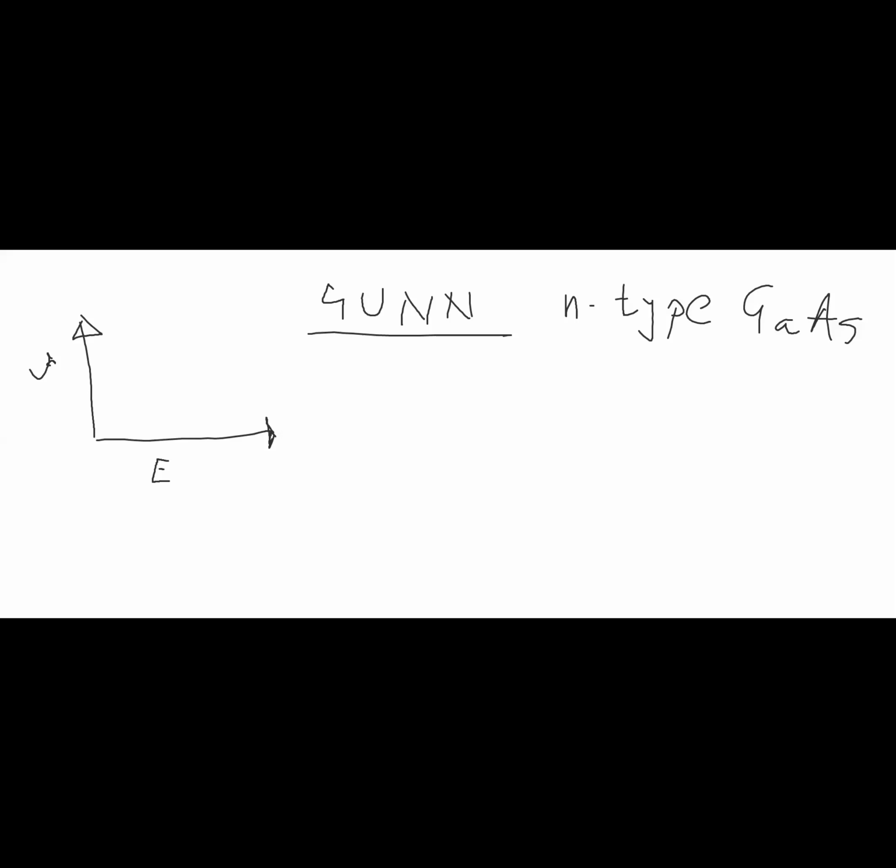So you observe that initially, up to a certain field, somewhere around 3 kilovolt per centimeter or less, if the electric field increases, then the velocity of the electron also increases. So if this kind of behavior is there, it means the velocity is proportional to the applied electric field intensity. If you remember, the velocity is mobility times the applied electric field.